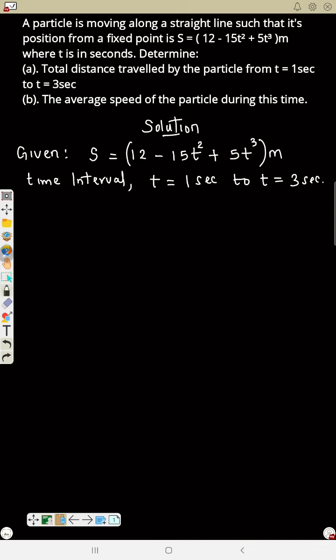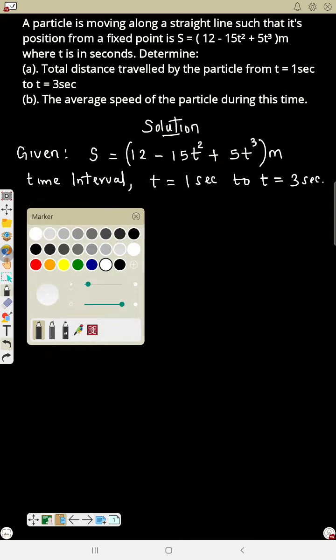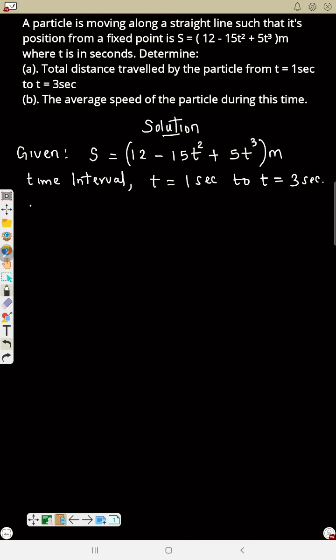Now let us get the position for each time. I will use a coordinate system to explain the distance. The question asks for average speed, not average velocity, and we will do that also. So now, at t = 1 second, what is the position of the particle?